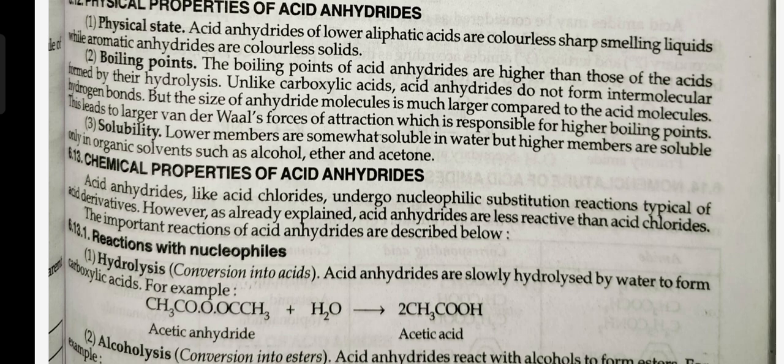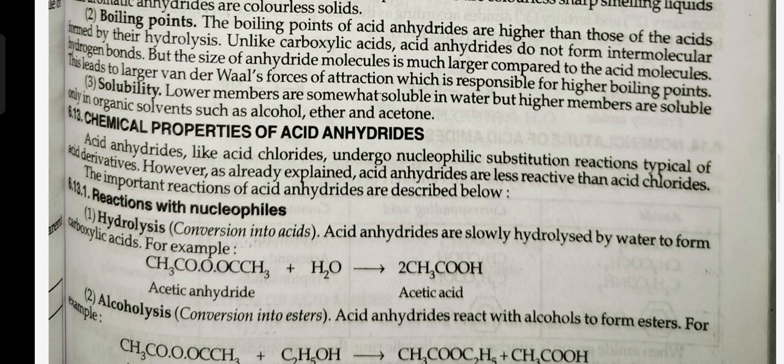However, as already explained, acid anhydrides are less reactive than acid chlorides. The important reactions of acid anhydride are discussed below. Reaction with nucleophiles: first, hydrolysis, conversion into acid. Acid anhydrides are slowly hydrolyzed by water to form carboxylic acid. For example, acetic anhydride plus water gives acetic acid.